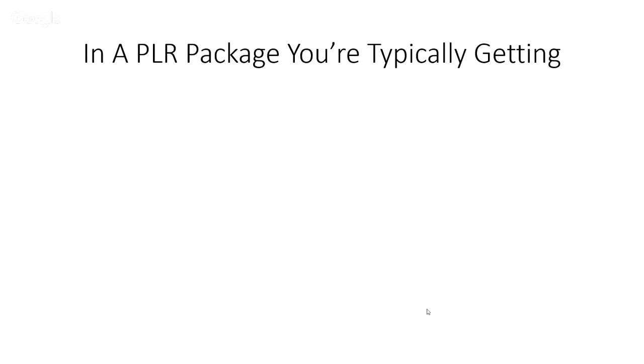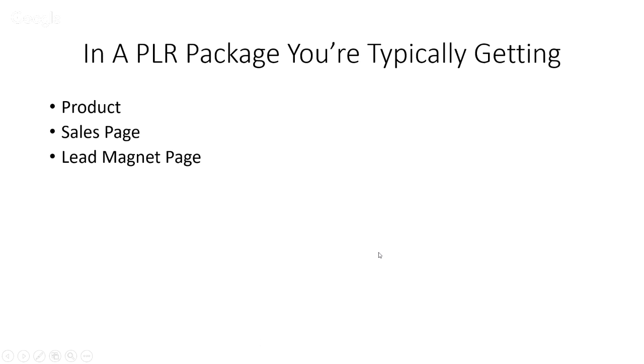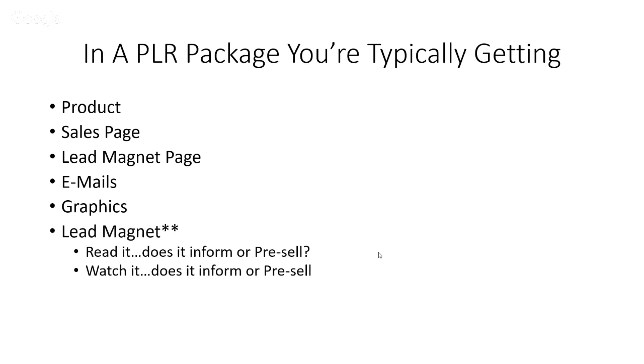Now, in the PLR product, what are you typically getting? Well, you're typically getting a product, whether it's the MP3 videos or the audios or whatever the case is. And the question is going to be, so how do you turn this into an offer? You're going to be getting a sales page with it. You're going to be getting a lead magnet page. Typically, you're going to get emails with it, and sometimes those emails will attempt to pre-sell. You're going to be getting graphics with the offer. You're going to be getting a lead magnet.